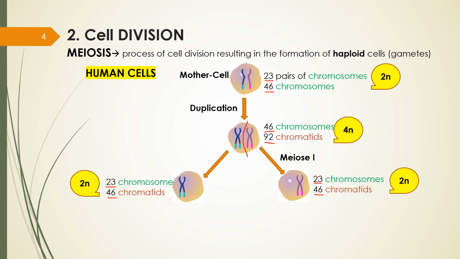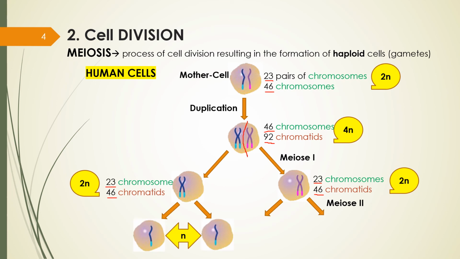And now I have two daughter cells that are also 2n, but it's not ended. Why? Because I have 23 chromosomes, but they are duplicated. I have two copies of each. I don't want two copies of each. I want to reduce this by half. So I'm going to separate my chromatids. And in meiosis 2, I have two cells. So I separate each chromatid. And now I formed 4 cells that have half the number of chromatids.